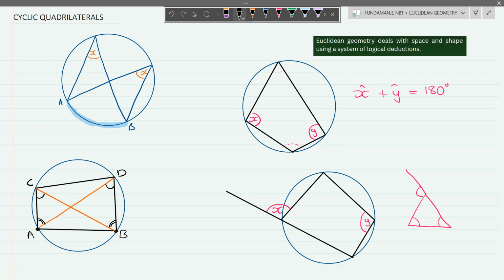But you won't be proving much of anything within the NBTs, but you may be asked as a sort of part of an identify-the-true-statement type of question. But this is all on cyclic quadrilaterals.